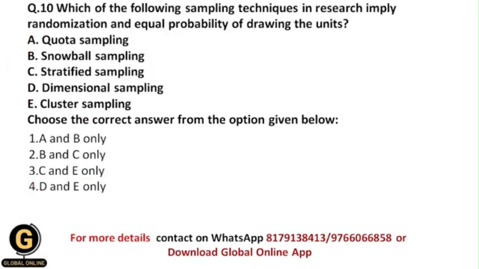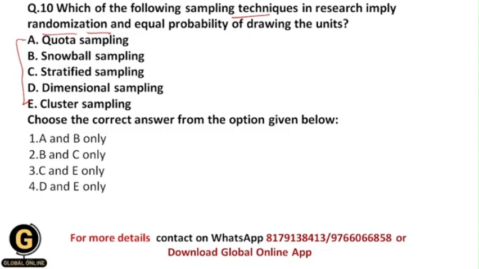Next: which of the following sampling techniques in research imply randomization and equal probability of drawing the units? Here they have asked you, from these sampling techniques, which one gives equal probability of getting selected to all the participants. So basically all the participants have an equal probability to get selected in the study, and we use a randomization formula to select the different participants.